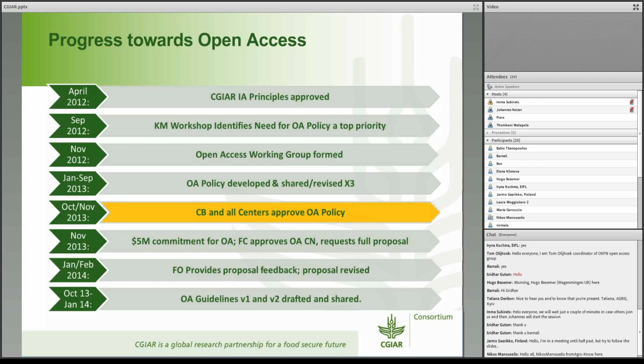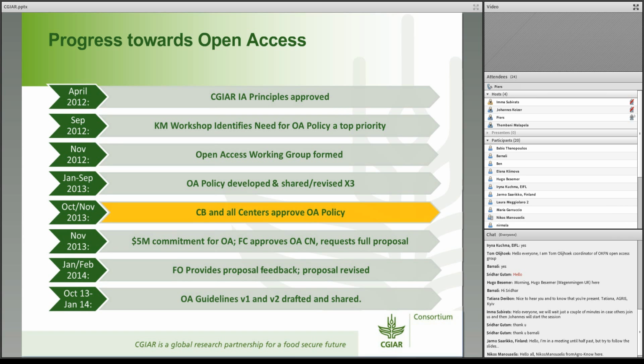So this slide shows the major milestones to date since that time. As I said, the key driver was the approval of the CGIAR Intellectual Assets Principles document in April of 2012. And then in September of 2012, more than 50 science leaders, knowledge management, data management, information management, and IP experts convened in Montpellier to identify key knowledge management priorities. And the development of a CGIAR open access policy was identified as the #1 priority.